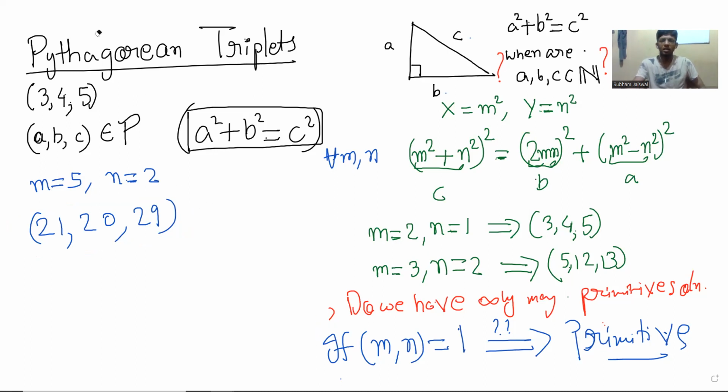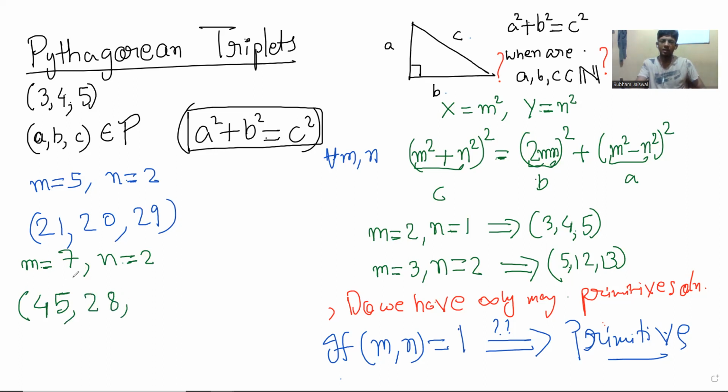But let us try other values of M and N and get more of a feel for it. Maybe we can take 7 and 2. These are just the natural things to try, right? Then what do we get? 49 minus 4, 45. Then we have 28.